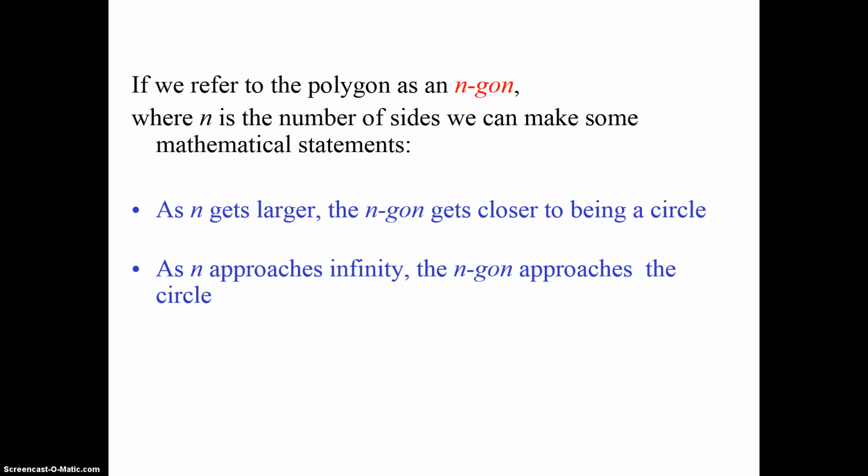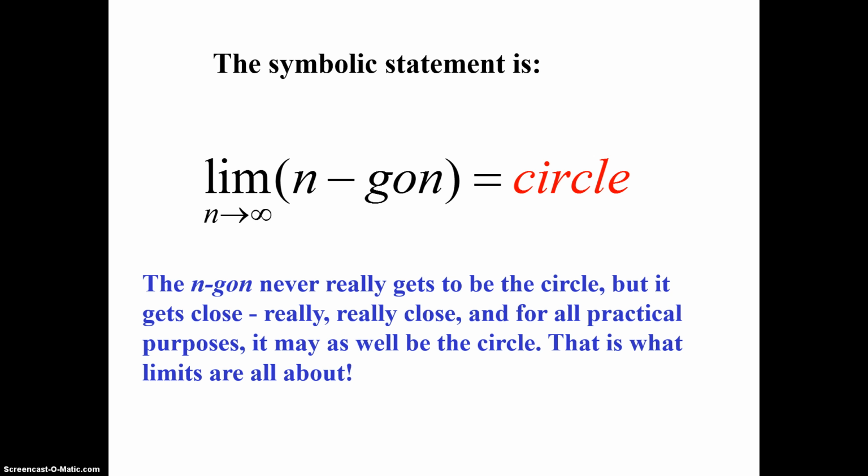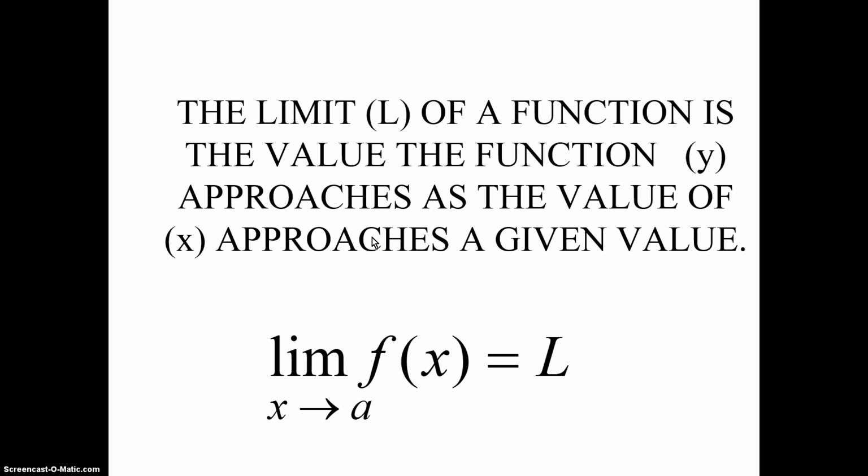Then we made a more general hypothesis and we said, as n approaches infinity, your n-gon approaches the circle. And then we wrote a mathematical statement saying that the limit of the n-gon, in other words, the only shape that it can possibly become close to, would be the circle. This part right here is the way we represent in math terms what we mean when we take the limit of something. And that was a more general description of what a limit is.